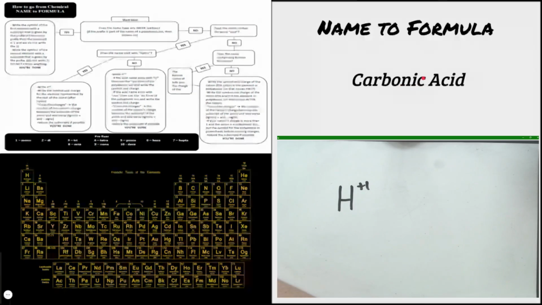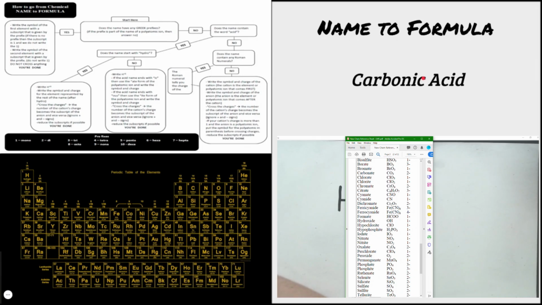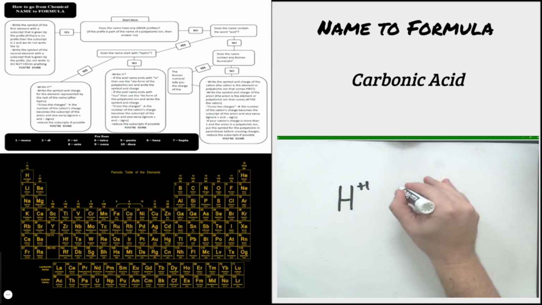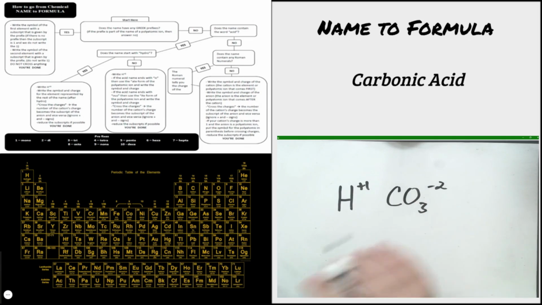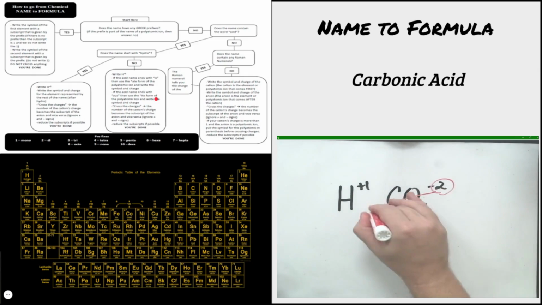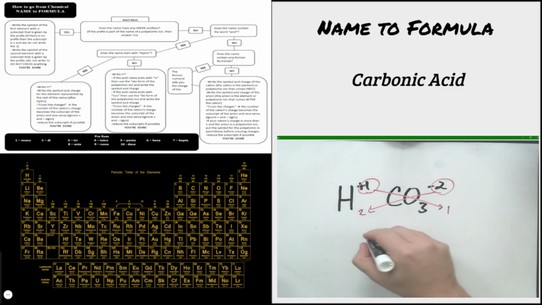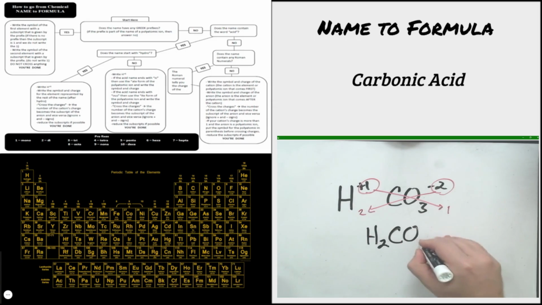So this is carbonic. I'm going to look at my polyatomic ion list, and I find carbonic is the ate form. So ic becomes ate, so it's carbonate. So CO3 is my symbol, and the charge is -2. So it's CO3 -2. Then, as my flow chart tells me, I am now going to cross the charges. So I'm going to take my 2, and it comes over here. My 1 comes over here, and I don't write the 1 in my final formula. So I have H2CO3. This is carbonic acid.